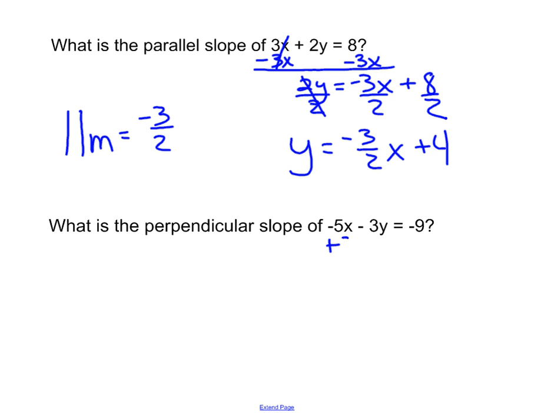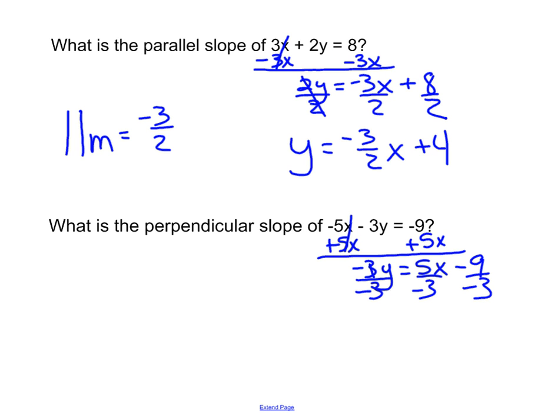So we're going to add 5x to both sides. This cancels that out. Leaves me with negative 3y is equal to 5x minus 9. And then we're going to divide everything by negative 3. And y is equal to a negative 5 over 3x. And then two negatives make a positive 3. Okay, well, all we care about is that number in front of x. And we're looking for perpendicular slope.